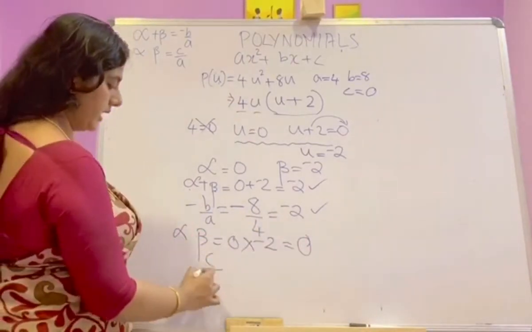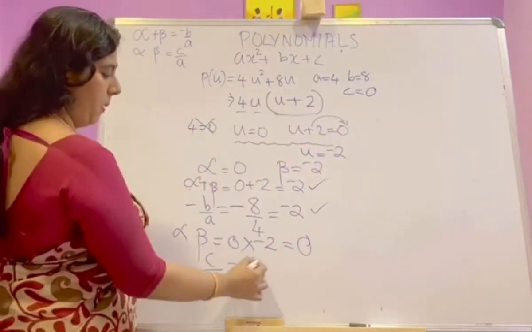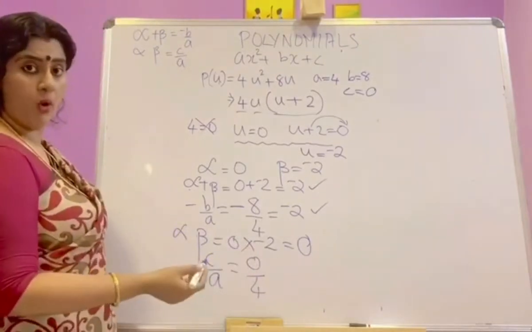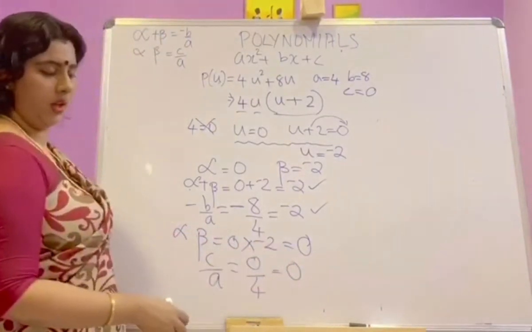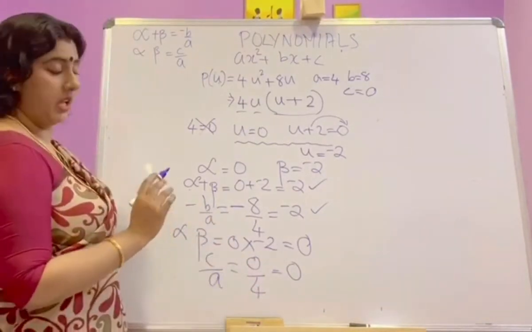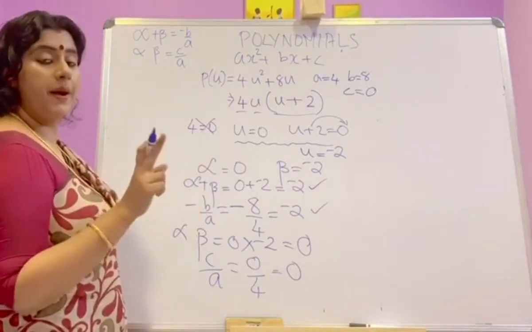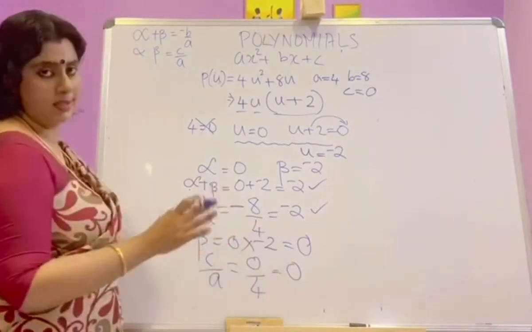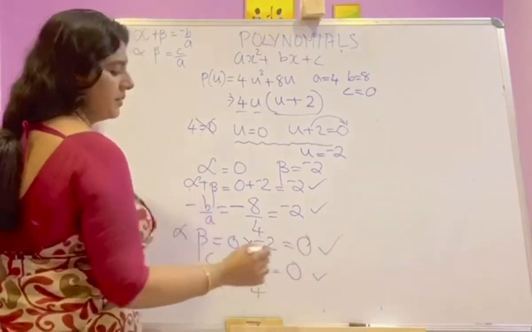Let us check the c by a. Here c is 0, by a is 4. 0 by 4. 0 by any number, the answer will be 0. But remember, 0 cannot be in the place of the denominator. If it is so, then we can write the answer as not defined. But if 0 is in the numerator, then you can write the answer as 0. Hence, verified: alpha into beta is equal to c by a.